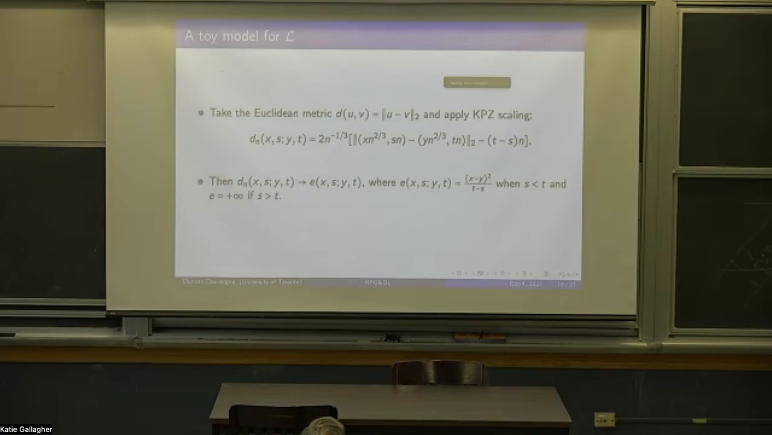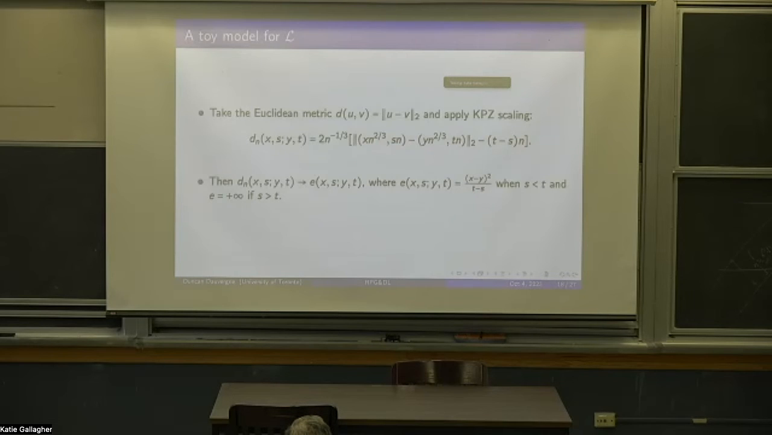So d_n converges to this nice simple function, (x minus y) squared over 2 times (t minus s), when s is less than t. And it converges to infinity if s is bigger than t. I want to point out a couple of things here. When I'm doing this scaling of the Euclidean metric, I'm subtracting off a term which changes sign if I flip s and t. The L2 norm here doesn't change sign if I flip s and t, but this guy changes sign.